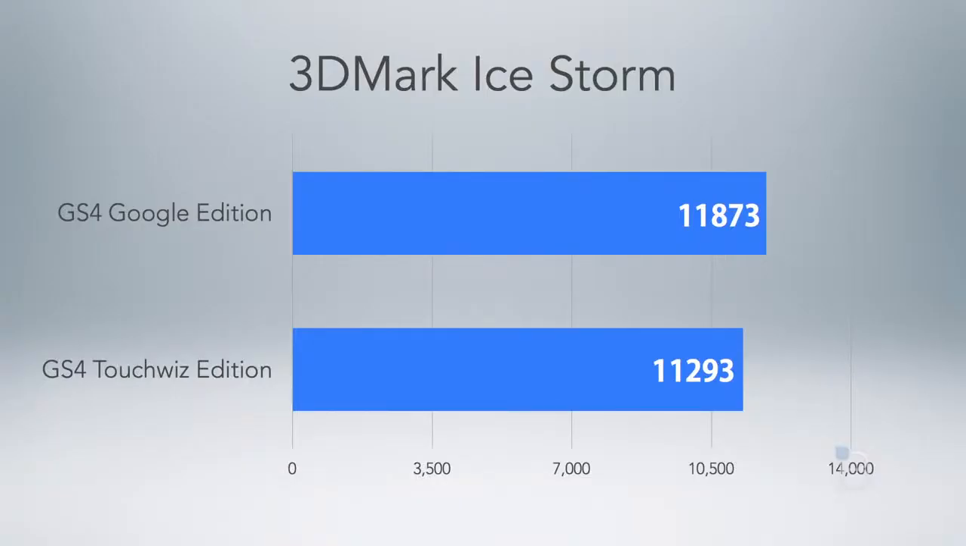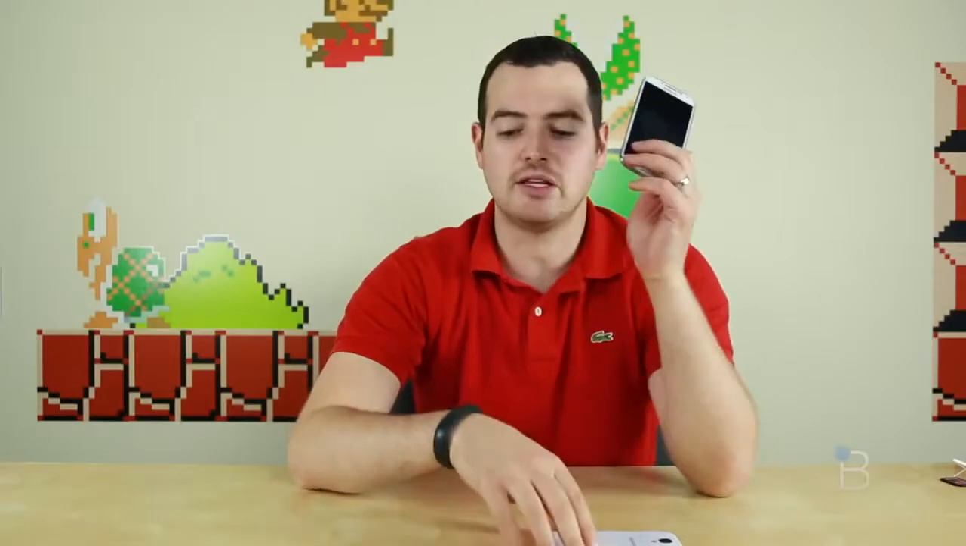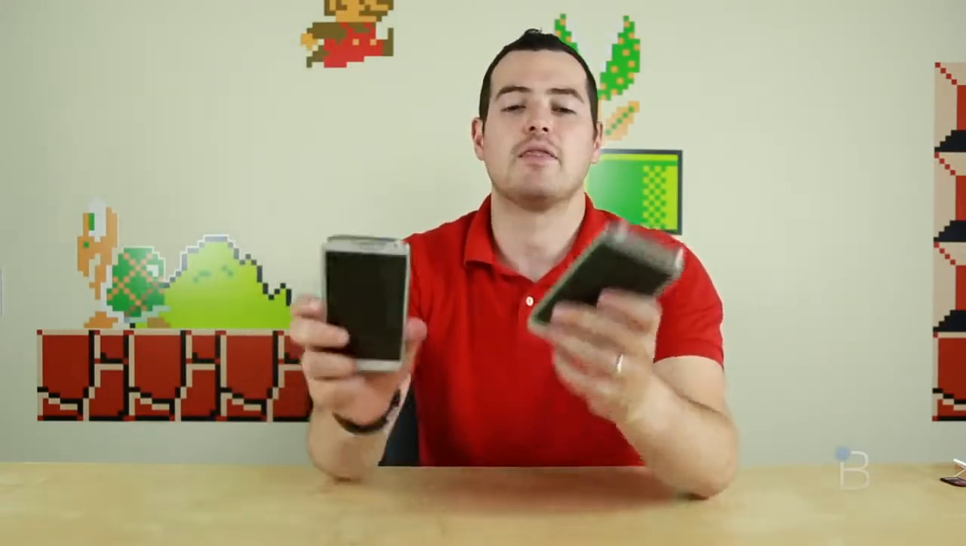And last but definitely not least, we've got 3DMark with Ice Storm. Google Play Edition, 11,873 versus TouchWiz, 11,293. So out of 2 of the 3 benchmarks that I did, the unlocked Google Play Edition was faster.